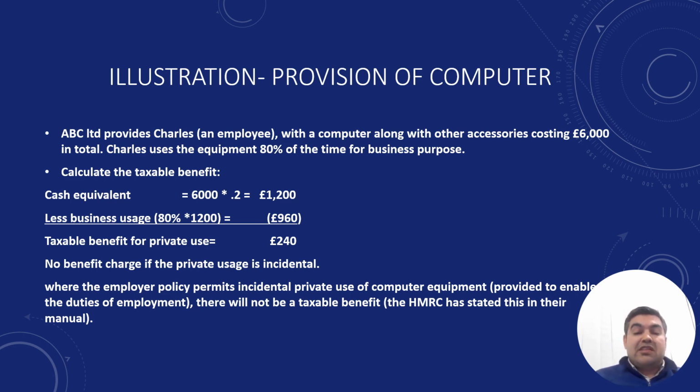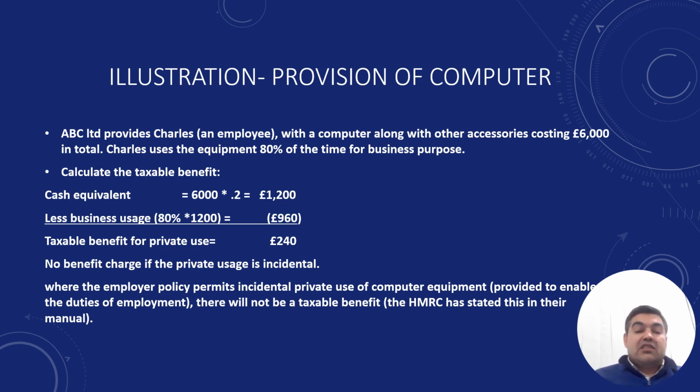So when you're calculating this kind of question, cash equivalent always uses 20%. So 6,000 multiplied by 20%, that's 1,200. Remember, remove the business element. The business element is 80%. So simple as that, only 20% will be taxable.